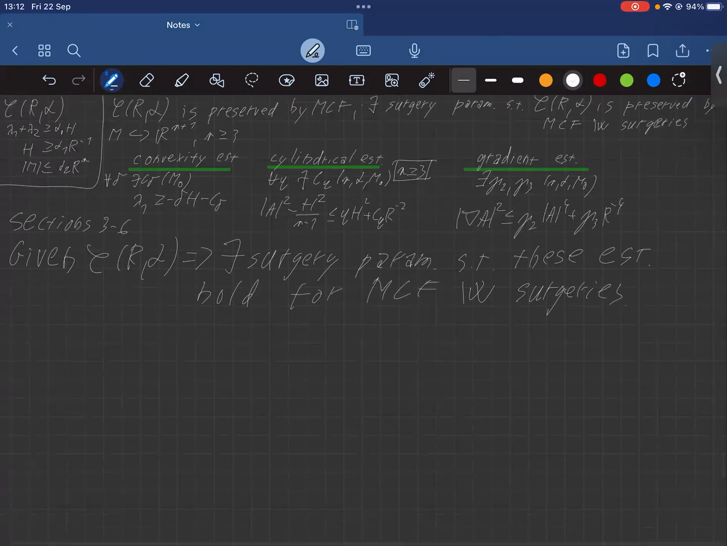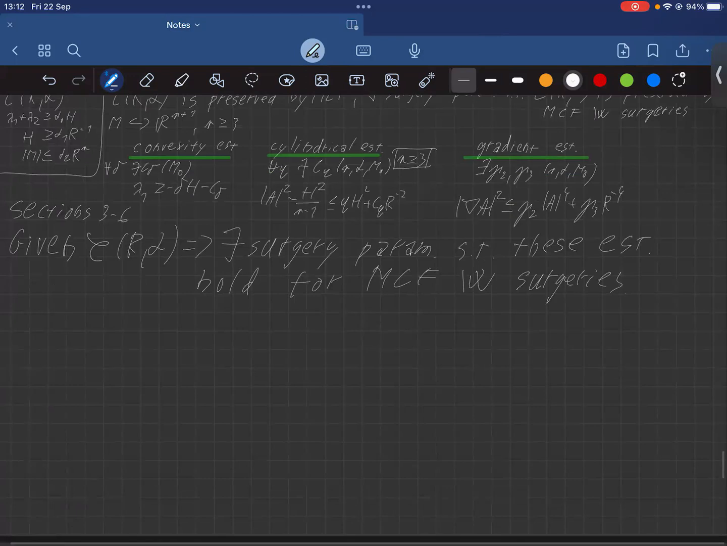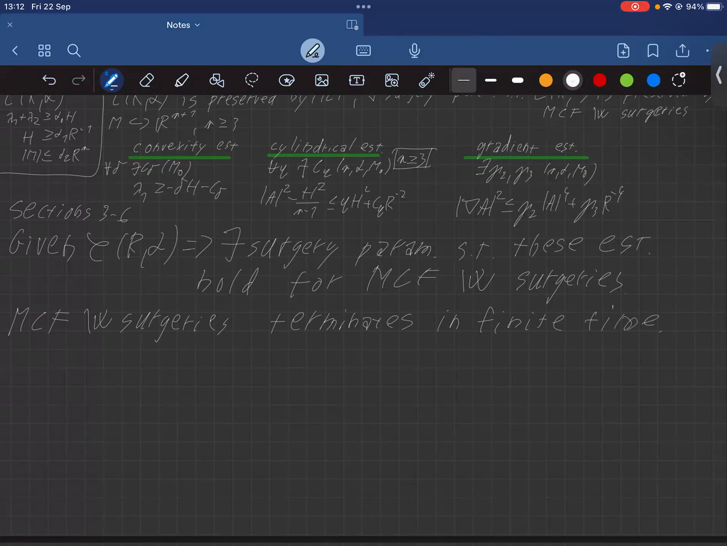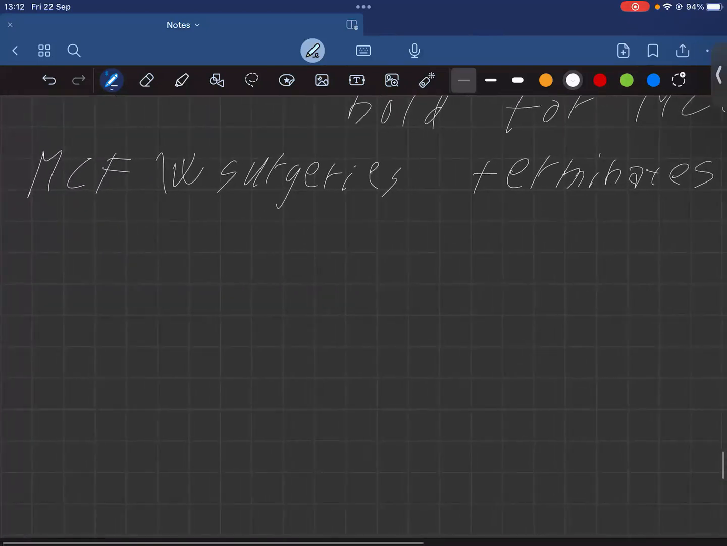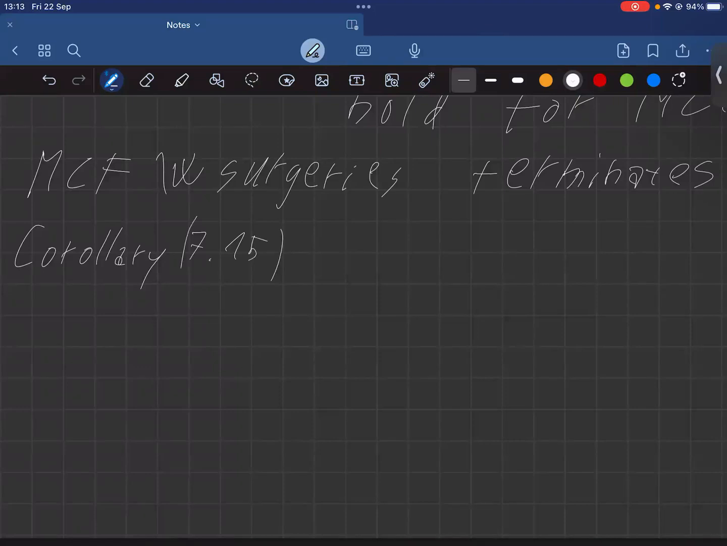Okay, so if no, we would like to prove the main theorem of the paper, which is, I'm gonna make the statement a bit more precise in a minute, but roughly the statement is that mean curvature flow with surgeries terminates in finite time. Okay, so for this to work, I'm gonna state first an important corollary. It's Corollary 7.15 in the paper.